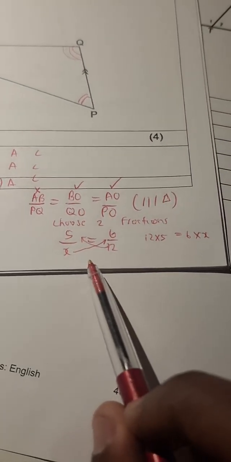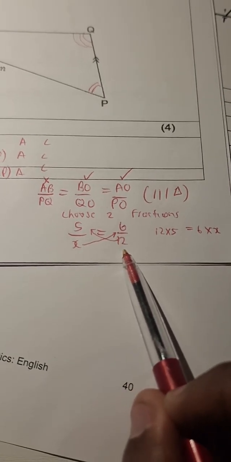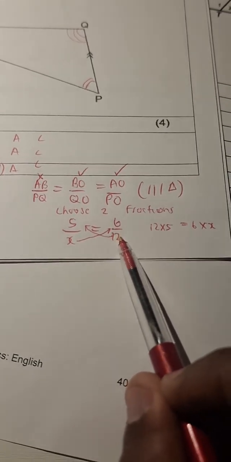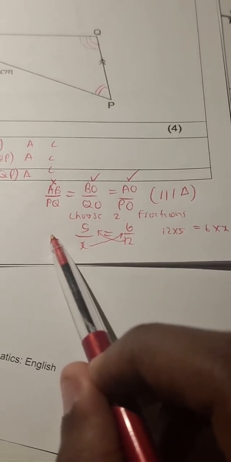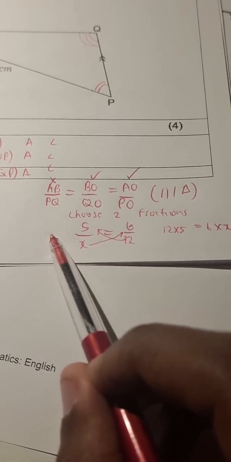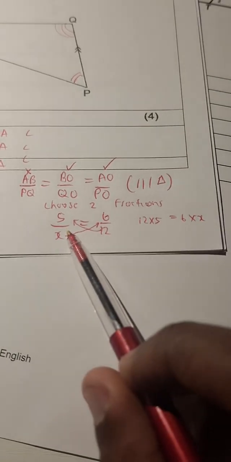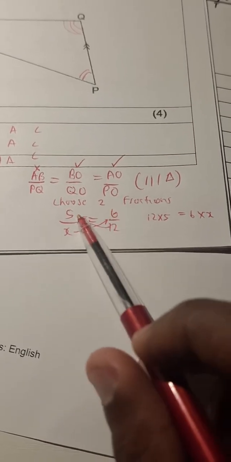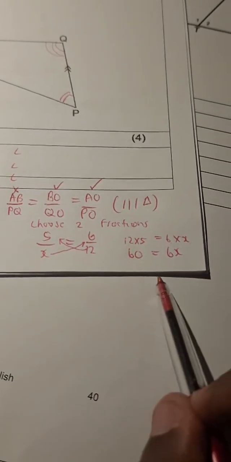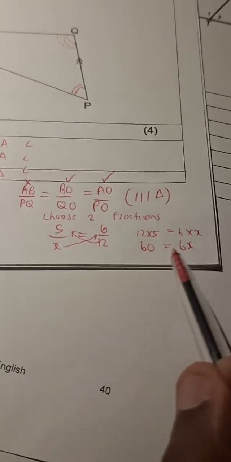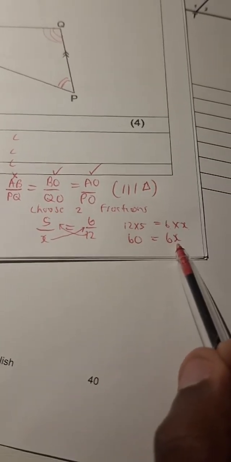This is the same thing as saying, guys, what is the lowest common denominator? The lowest common denominator is 12x. Then you multiply both sides by 12x. But cross multiplying is just a short way of saying the same thing. So 12 times 5 gives me 60. 6 times x gives me 6x. And then what do we do here? We divide both sides by the coefficient of x, which is 6.